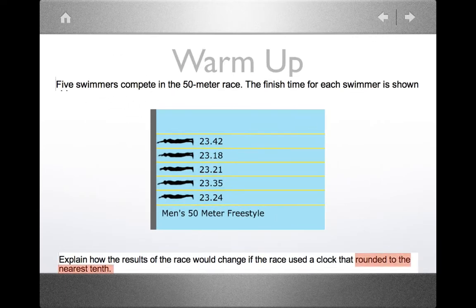5 swimmers compete in the 50-meter race. The finish time for each swimmer is shown below. Explain how the results of the race would change if the race used a clock that rounded to the nearest tenth. I see I need to round to the nearest tenth.